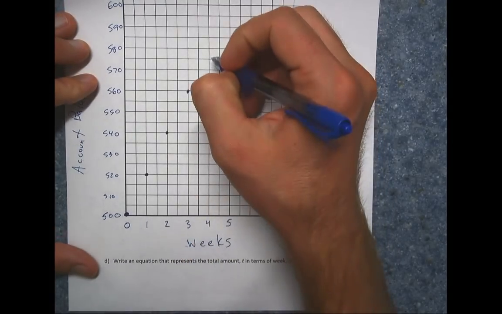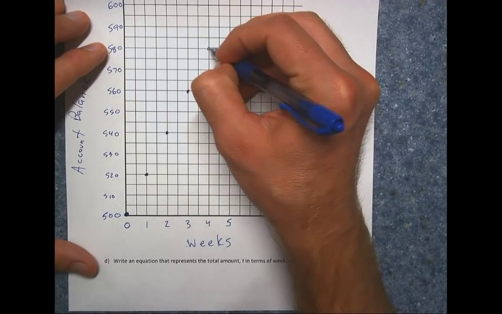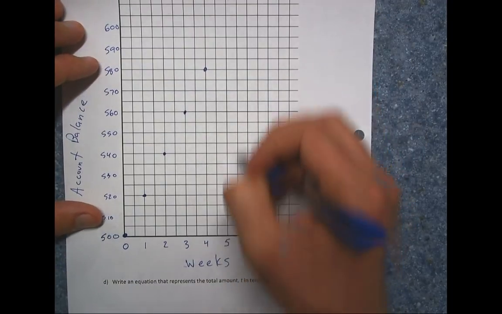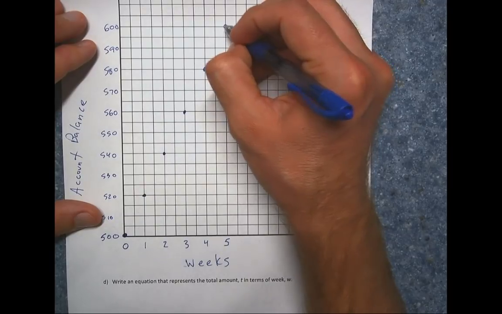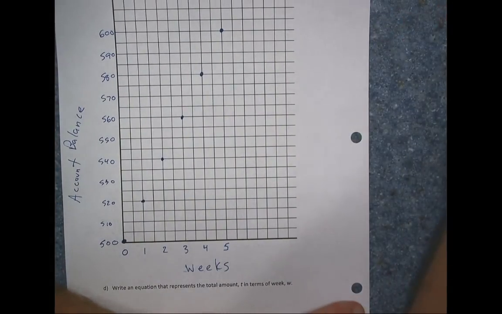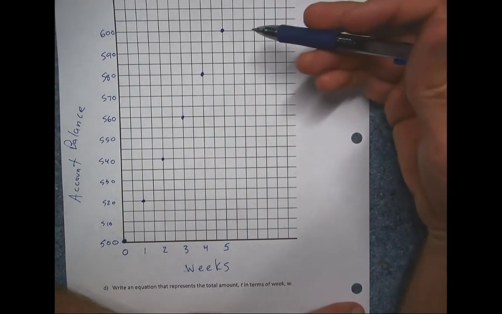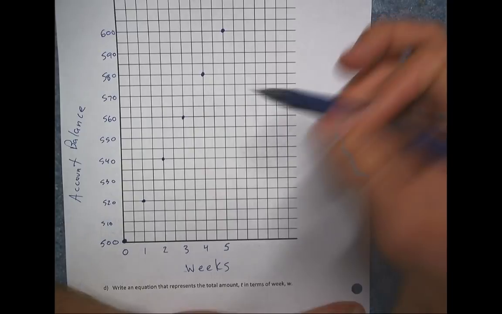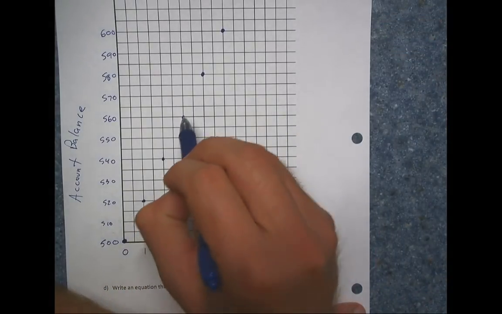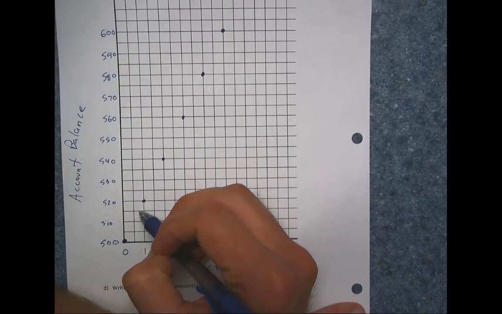Okay, so 4 goes from 560 to 580. And then week 5 to 600. So again, your tendency is going to want to draw that line, but you need to think about the situation. Sometimes a line makes sense. Sometimes a line does not make sense. And in this specific situation, it doesn't. It's once a week. He puts in that $20. There's not a continuous increase in money throughout the week.